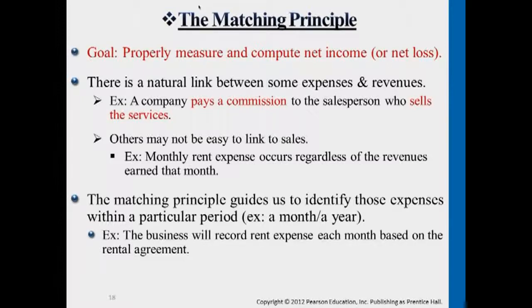Okay, so overall, the two principles, revenue recognition and the matching principle, together will determine the amount of revenue that will be recorded this month, the amount of expenses recorded this month, and overall, the net income or net loss that's generated within a certain period of time. In summary, that's what these few slides mean.